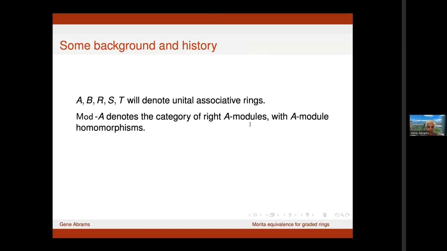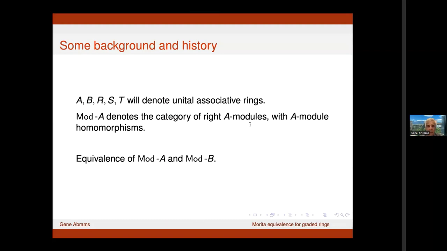And most of you know both of them. So I'll set some notation to begin with. Everything indicated by a single letter will be a unital associative ring. The notation mod A is the category of right A modules and A module homomorphisms, as is standard.